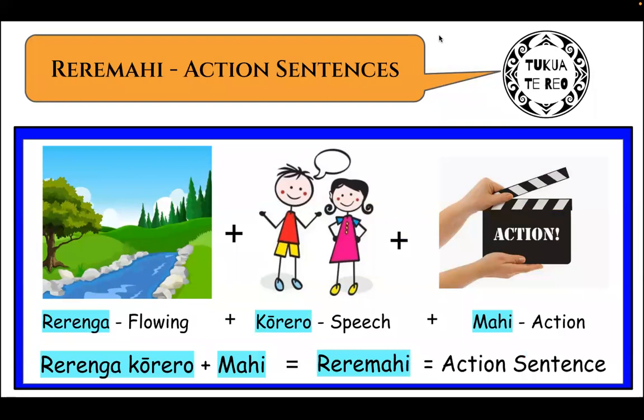And here we have rerenga kōrero combined with the word mahi. The word we use for any type of action in Te Reo Māori is mahi. When we combine the term rerenga kōrero and the word mahi, we can shorten it to reremahi, which means an action sentence. In the next slide, I'll be talking about the three parts of a simple reremahi and how it compares to sentences in English.